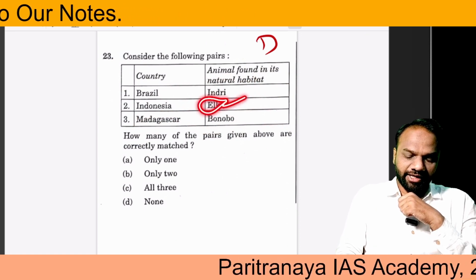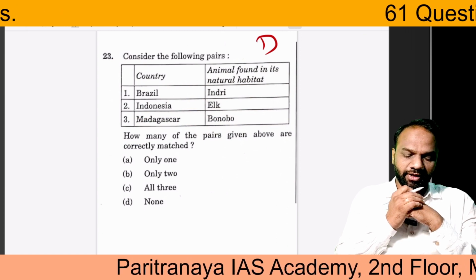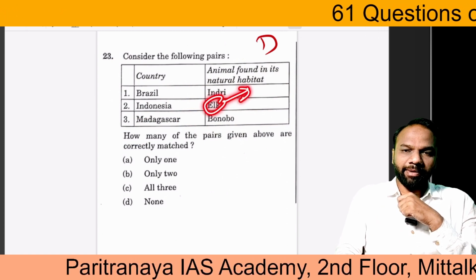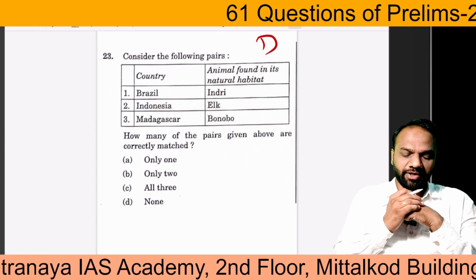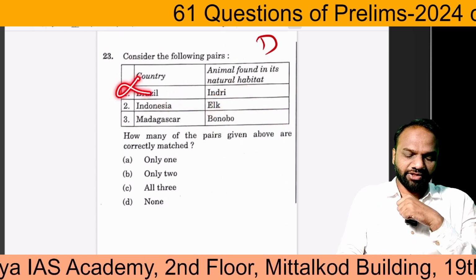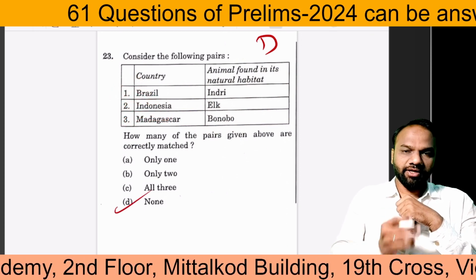Next, elk is a species of deer. It is the second largest species of deer after moose. This is present in Central America and East Asia. So it is not present in Indonesia. So here all the three are wrong. 1 is wrong, 2 is wrong, 3 is also wrong. So the answer is none.